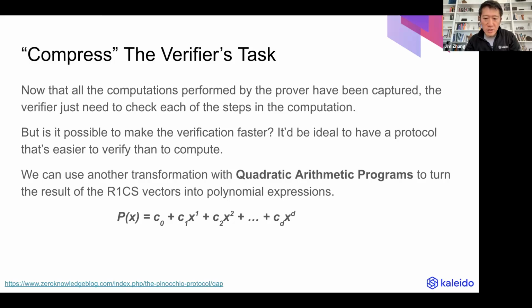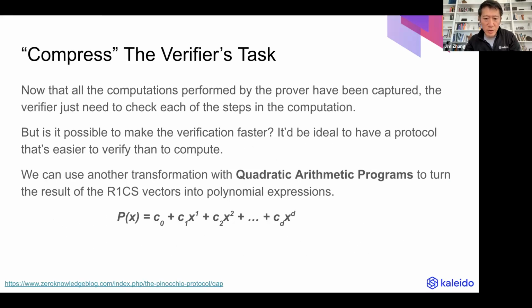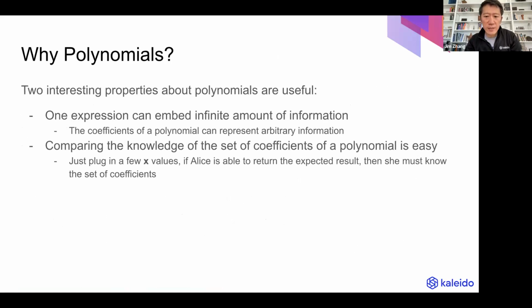So this is why we need to do the next level of transformation, which is to convert our complex matrix into polynomials. So why polynomials, right? Polynomials have 2 very important properties that are very useful for the construction of ZK SNARK. First of all, the coefficients of polynomials can represent a huge amount of information. And second, comparing knowledge of a polynomial is very simple. You don't have to validate all the coefficients.